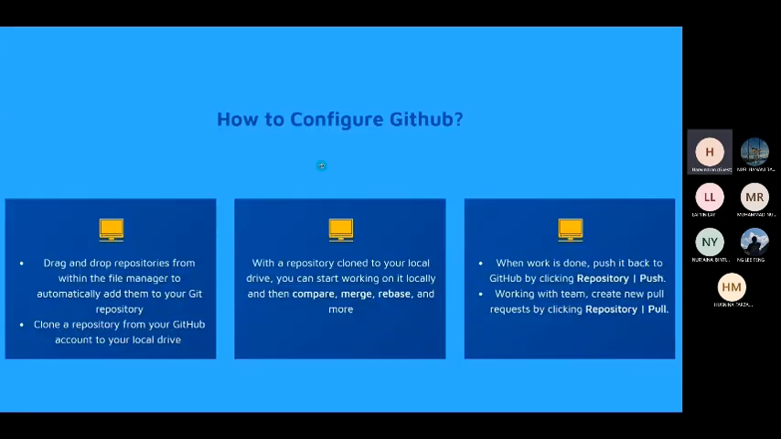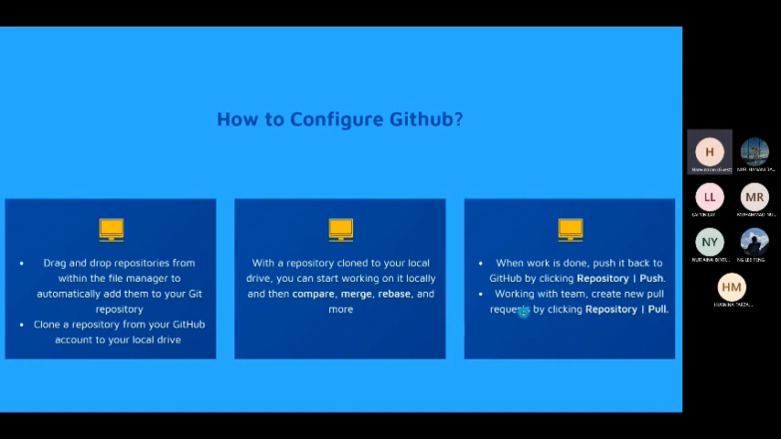How to configure GitHub? Drag and drop repositories from within the file manager to automatically add them to your Git repository. Clone a repository from your GitHub account to your local drive. With a repository cloned to your local drive, you can start working on it locally and then compare, merge, rebase, and more. When work is done, push it back to GitHub by clicking repository push.